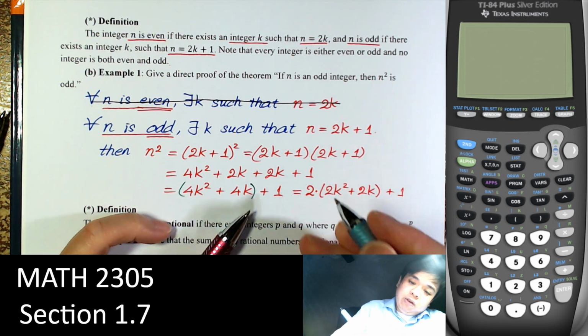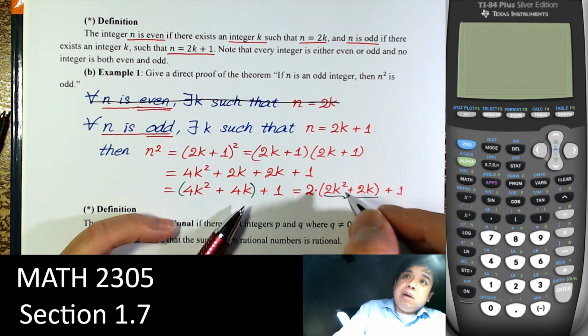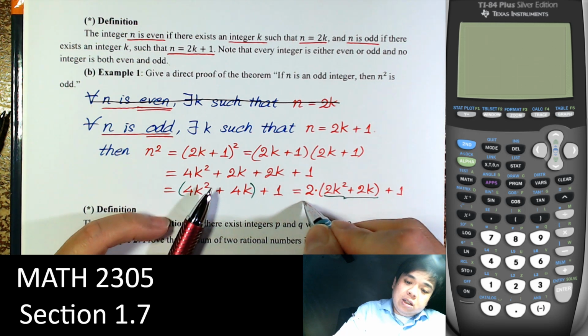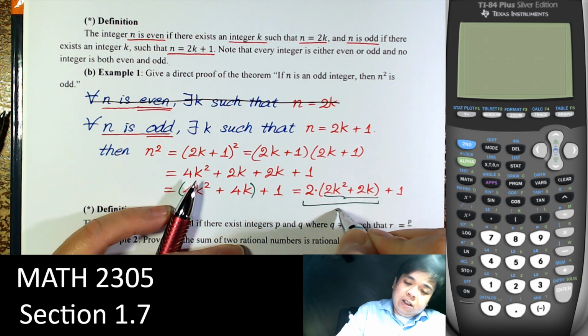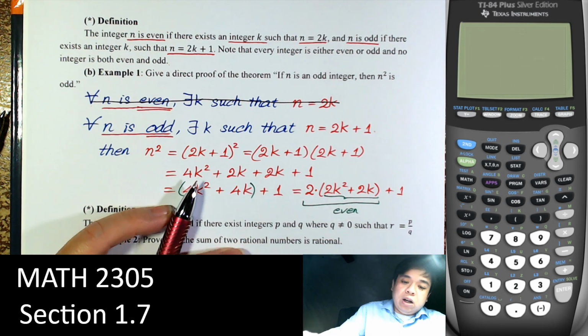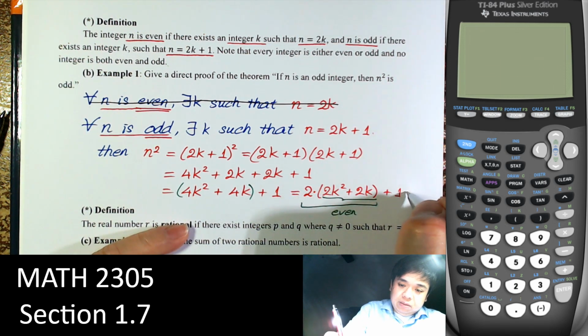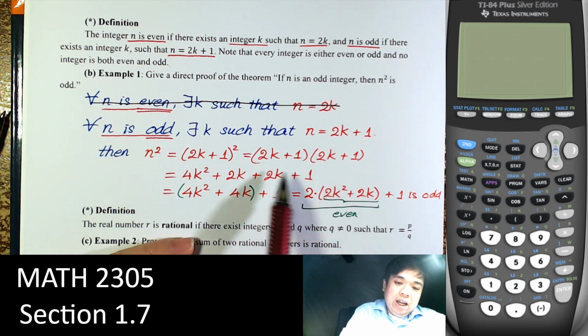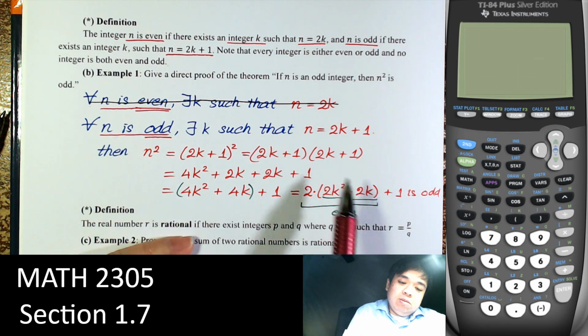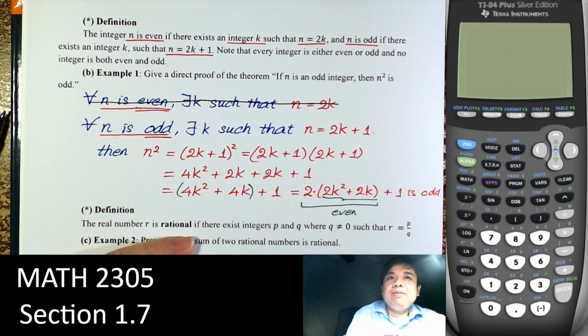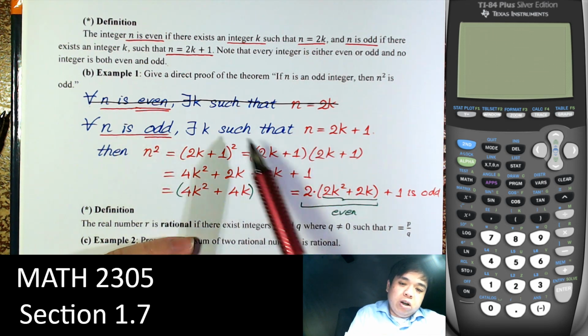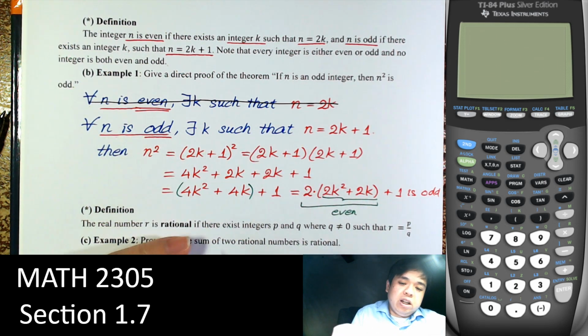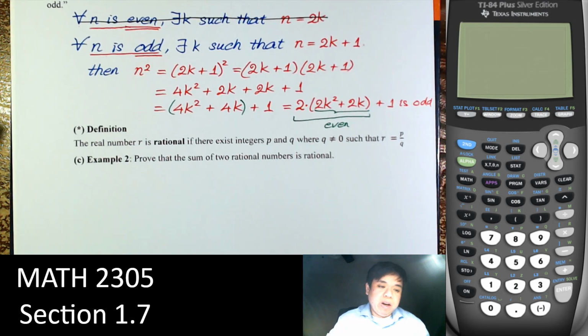Because it is in this form, this is a number 2 times a number, so this whole thing here is even, plus 1, so this one is odd because of the added 1 here. So we prove it: if n is odd, n squared is odd. Like I said, the important part is here. All of the other things are nice to know, but we really don't need that.